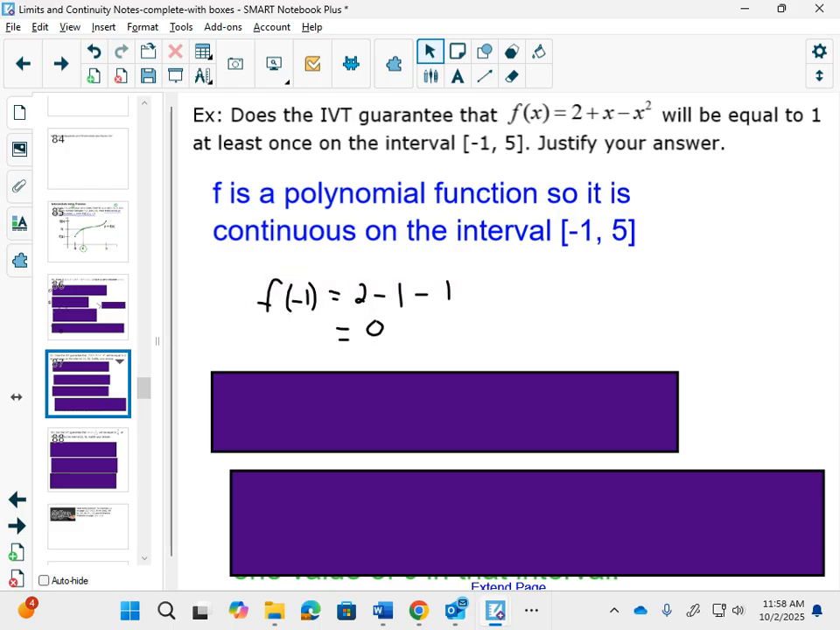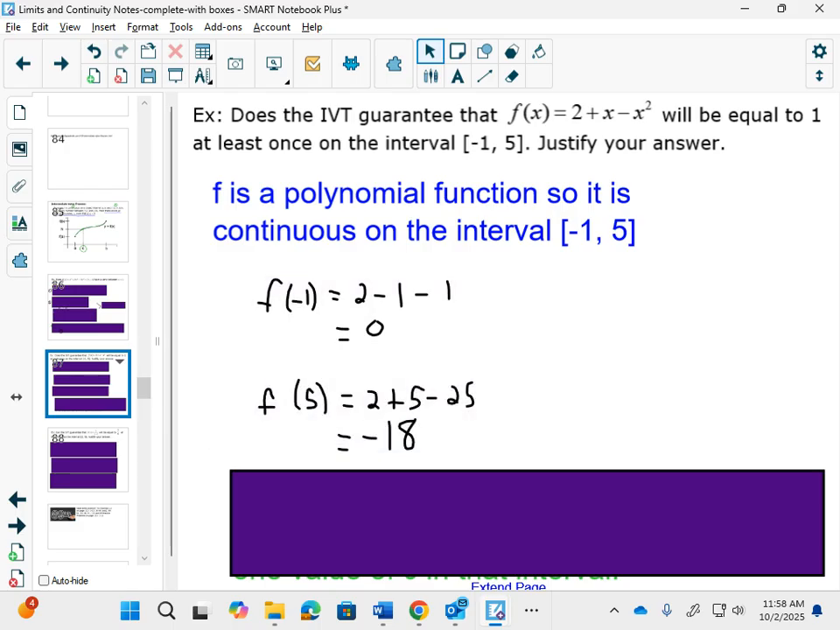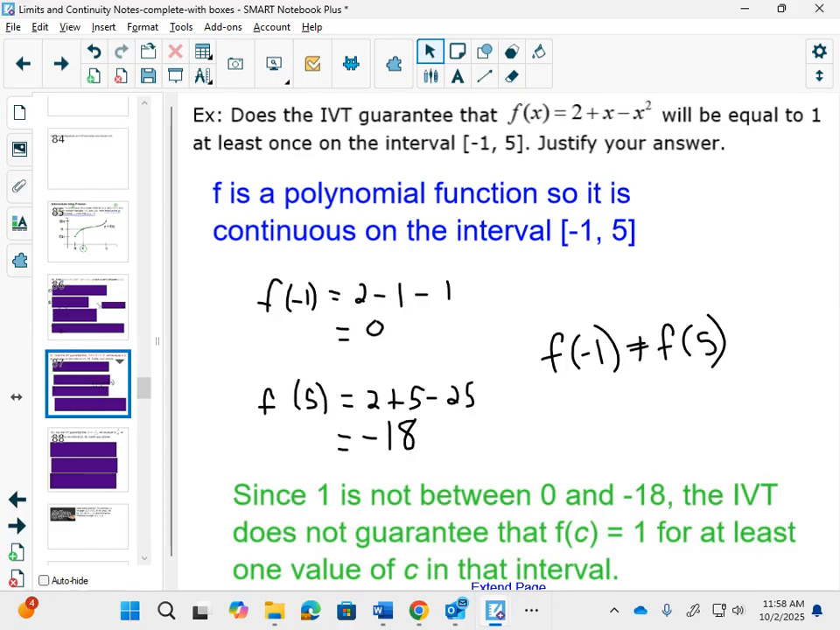Number 2, figure out f of -1, figure out f of 5, and f of -1 doesn't equal f of 5. And since 1 is not between 0 and -18, the intermediate value theorem cannot guarantee anything. We don't know. Maybe we're on the part of the parabola that just goes straight. Maybe it does. Maybe you have part of the vertex in between them and it makes a difference. But this would not be enough to say or guarantee that it would for sure work between those values.